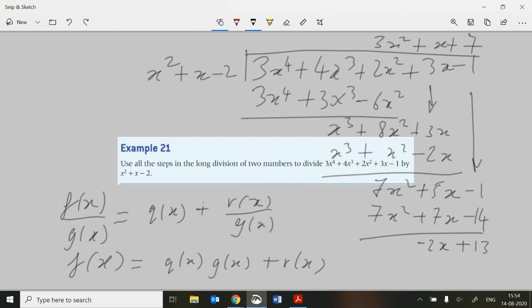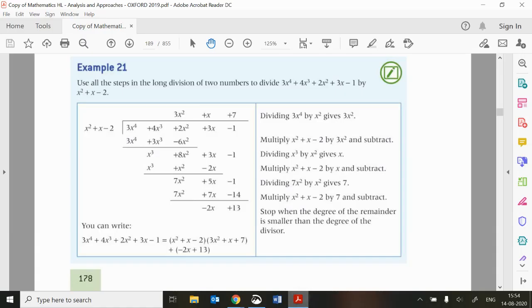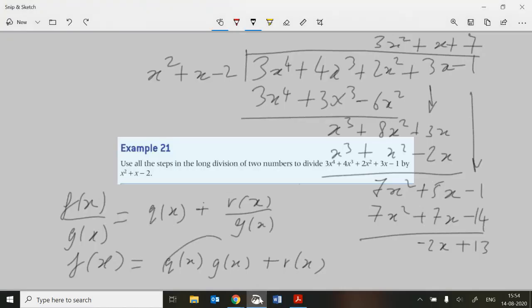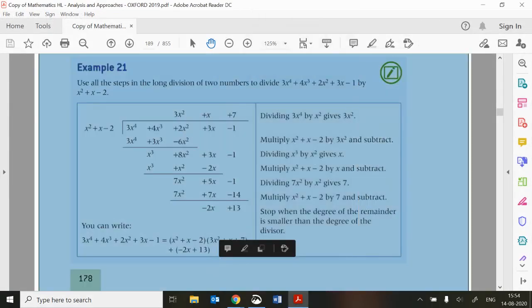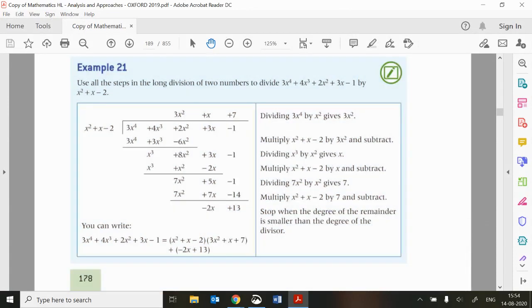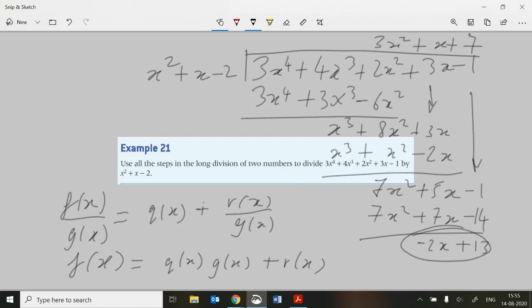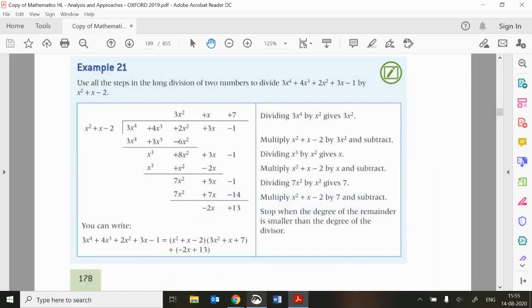That's actually the answer. However, when we look at it, so we look back at what the book has done again, they've said, well, there's your f of x on the front, 3x to the 4 plus 4x cubed, and so on, is equal to, and then they've said that's equal to g of x times q of x, g of x being our divisor. They've just got it a different way around to me. I've got q of x and then g of x, same thing. And then plus the remainder on the end, I've got minus 2x plus 13. Let's just check, I've got minus 2x plus 13 as well. Okay, this one, we've got 3x squared plus x plus 7 and 3x squared plus x plus 7. Yeah, we got it right.